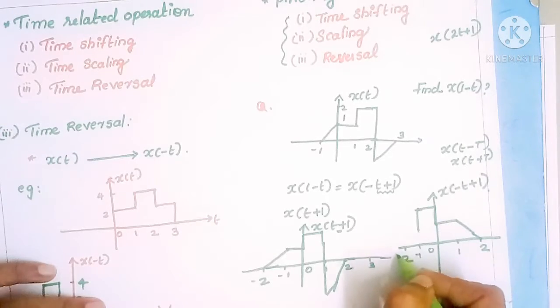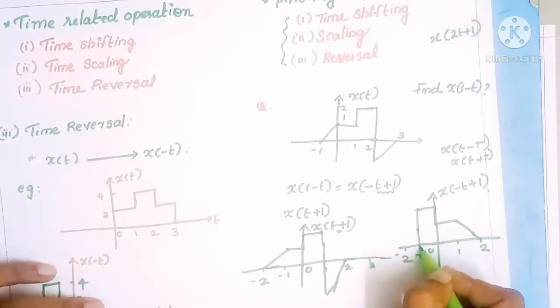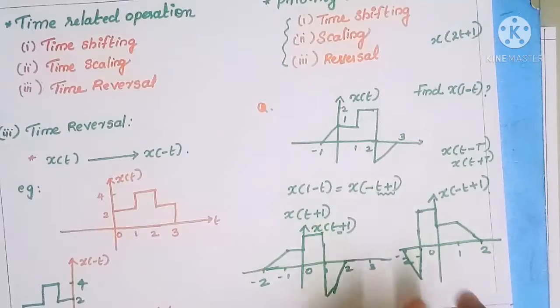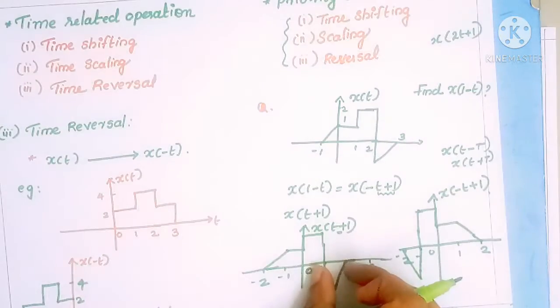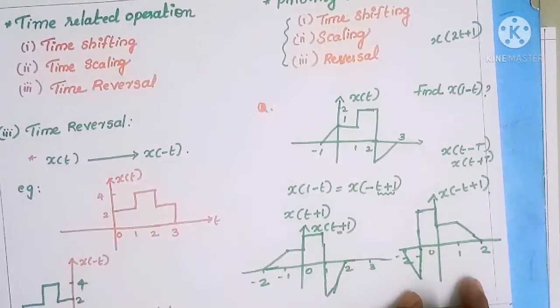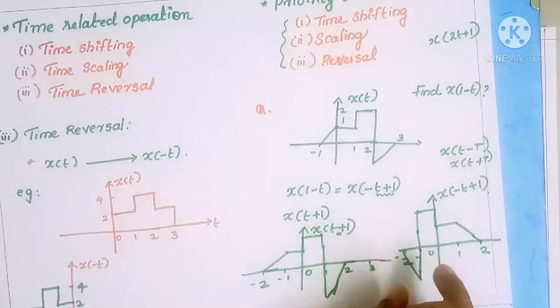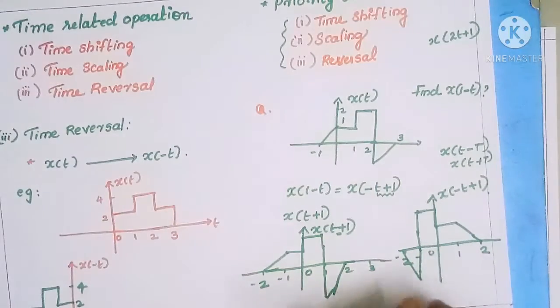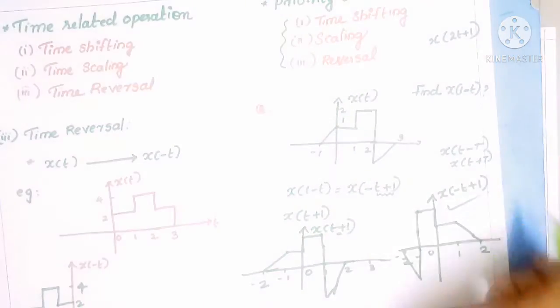So minus 1, minus 2. Here we only change the sign of t. So here we get a mirror image of this signal. Okay, so this is our output signal. Here we perform the time shifting operation first, then we perform the time reversal operation. So this is our output signal.